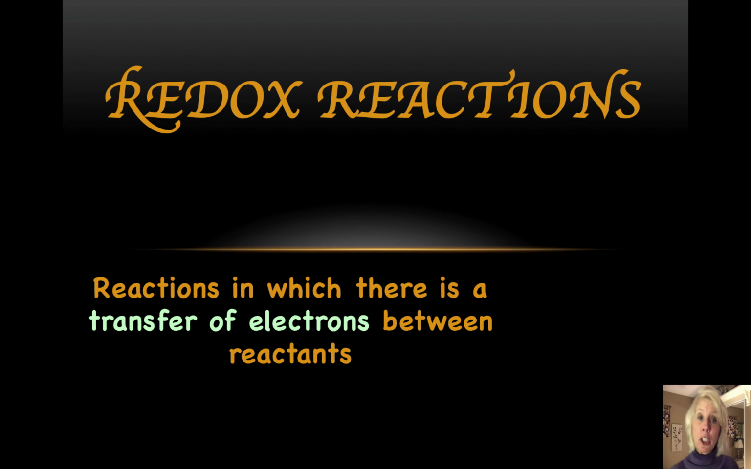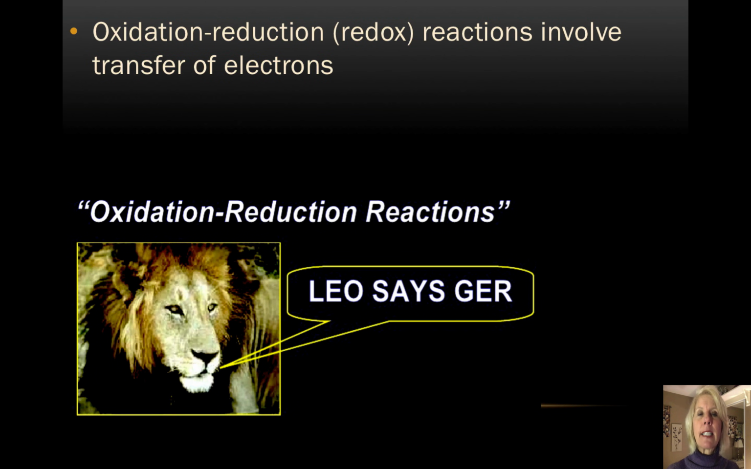The first thing I want you to know is that redox reactions are reactions in which there is a transfer of electrons between the reactants. That means one of the reactants is going to lose electrons while the other reactant is going to gain electrons. Now let's consider some important things again. Oxidation-reduction reactions involve the transfer of electrons. We abbreviate oxidation-reduction as redox reactions.